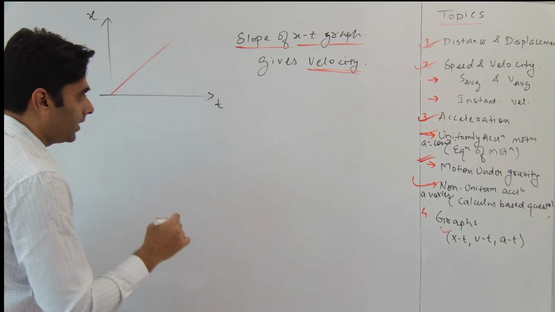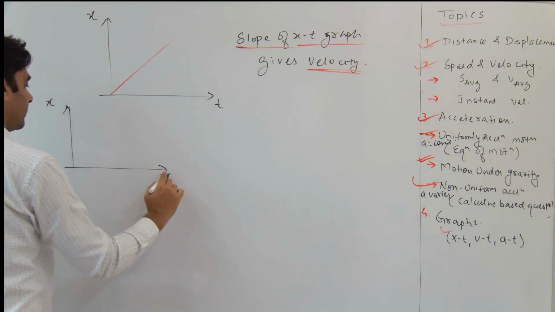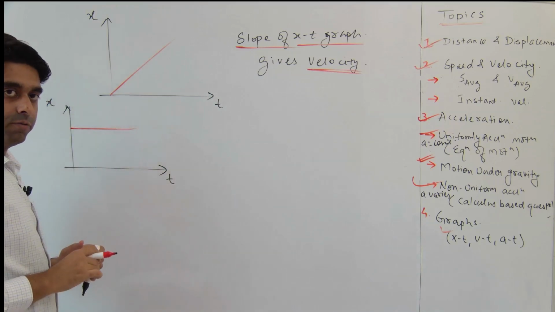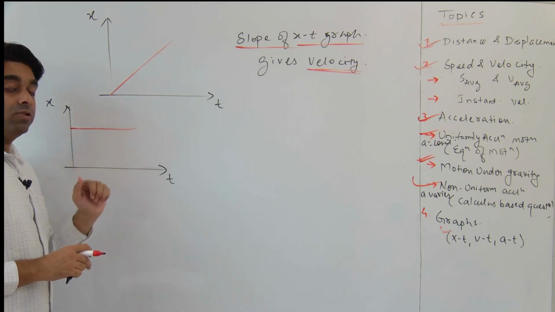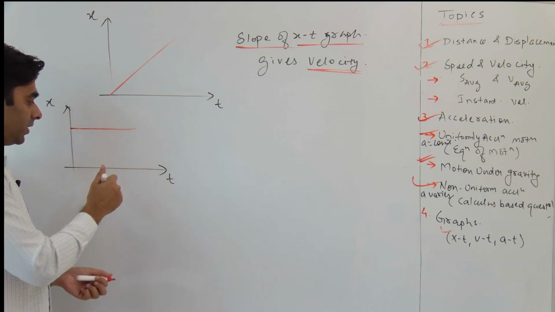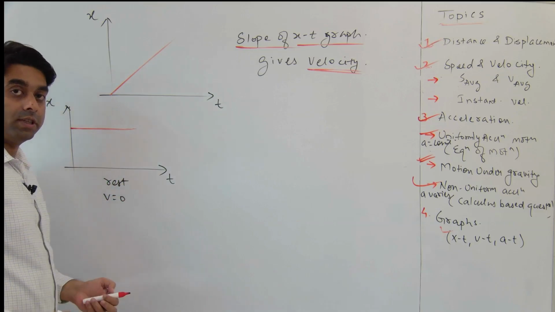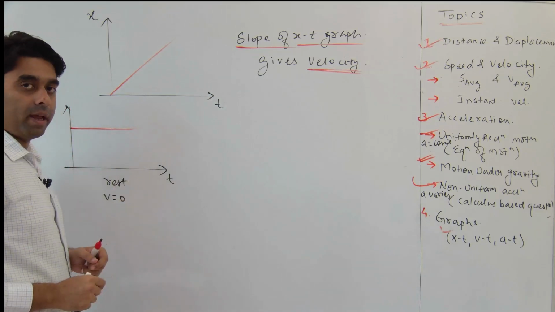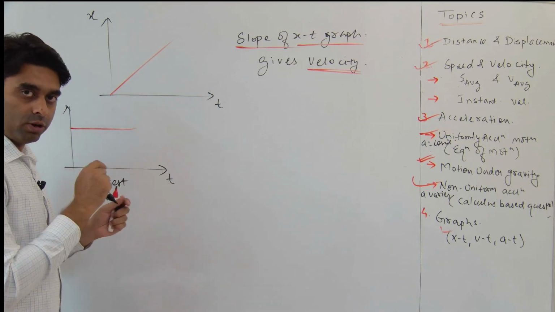Some of the standard cases, if we take a look. In this case, as you notice, if a position-time graph is given to us and it is not changing with time, that means basically what is happening? The particle is at rest. Velocity is 0. You can also see this graph is parallel to the time axis. That implies slope 0, that means velocity 0.